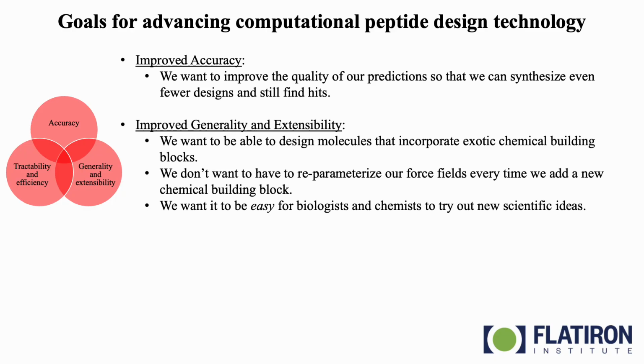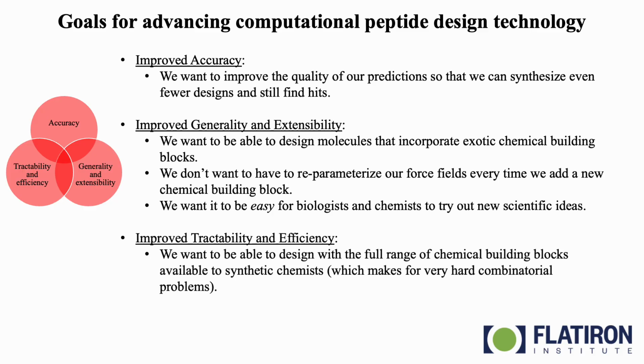Second, we want improved generality. The chemists keep adding new chemical building blocks that we can work with, and we have to keep doing a lot of work in order to be able to use those chemical building blocks with our force fields. So we want to make it easy for biologists and chemists to try out new scientific ideas and experiment with new approaches. And we want to improve the tractability and efficiency for design. The more efficiently we can do our computations, the more possibilities we can consider on the computer, and the less we have to do at the bench.